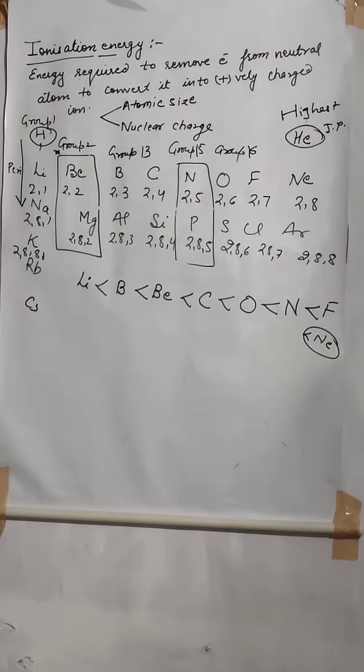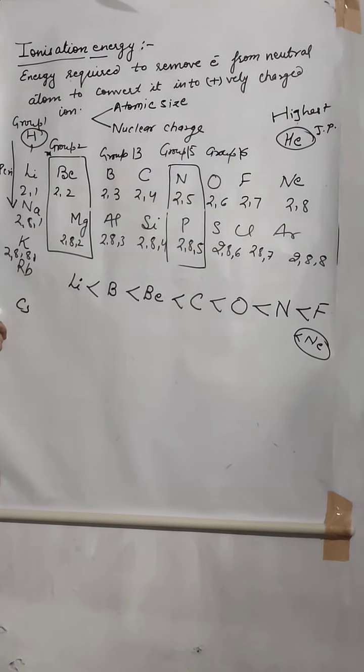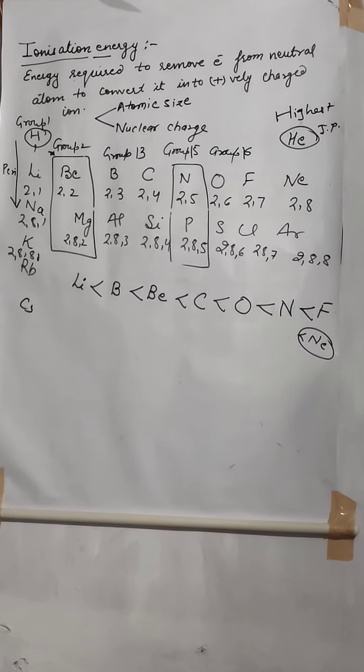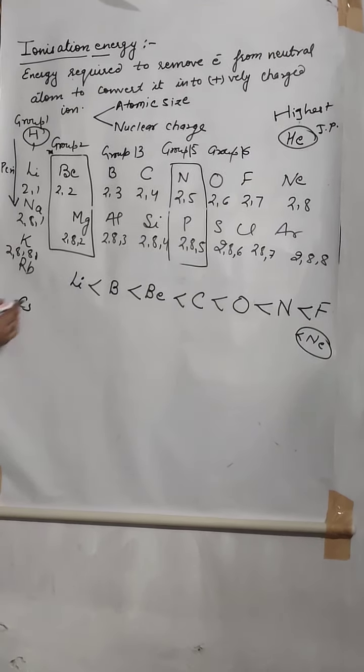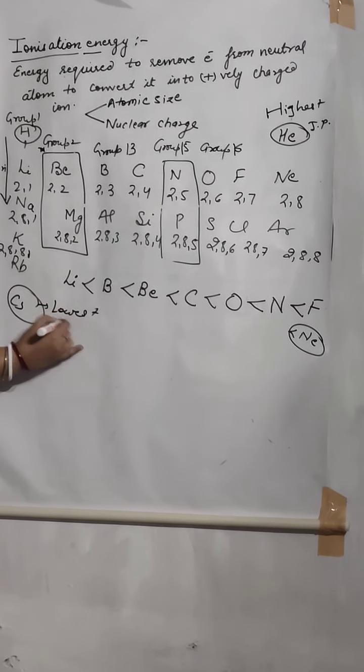It will be having highest ionization potential. Then we are asked that when you move down the group, ionization potential decreases. So at the bottom is cesium. So cesium will be having lowest ionization potential.